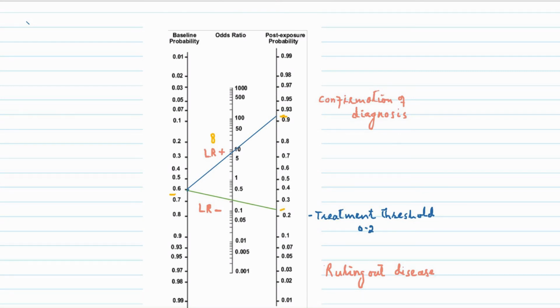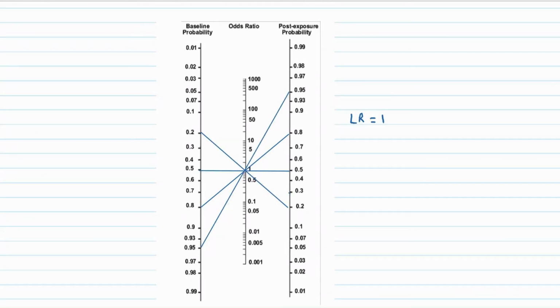Now we can see although our post-test probability for a negative test is 24%, it's still above the treatment threshold of 20%, and we may still start the treatment. So we can see that a negative test helps us in ruling out disease if it results in a significant decrease in post-test probability, while a positive test helps us in confirmation of diagnosis. If the likelihood ratio is 1, it will not result in any significant change in post-test probability. So suppose the pretest probability is 95, it will give us a post-test probability of 95 as well.